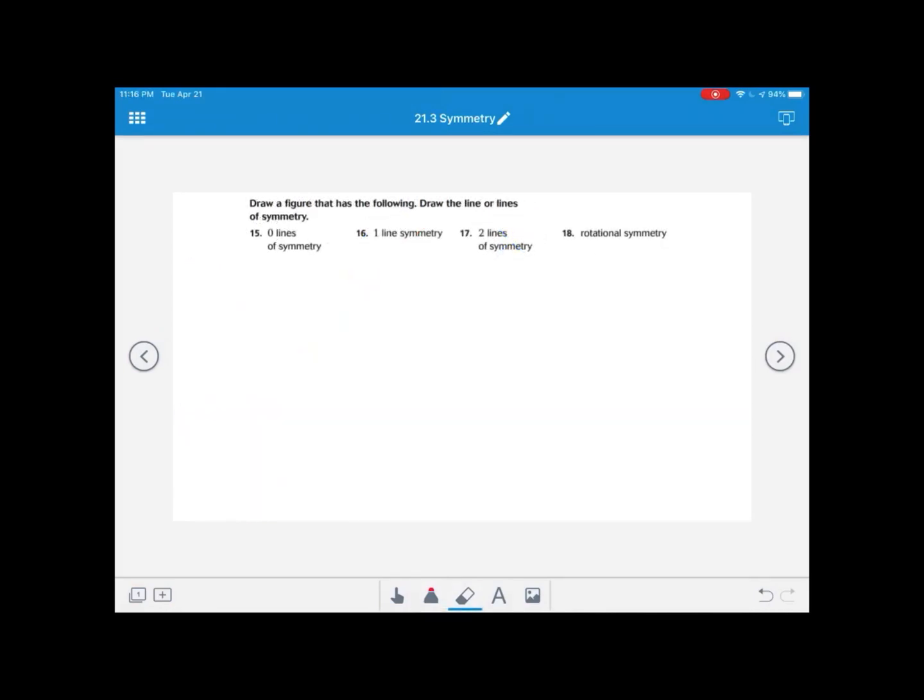For this next section, we're going to draw figures that have a certain amount of line symmetry possibilities. Number 15 says, draw a figure with 0 lines of symmetry. So if it has 0 lines of symmetry, it needs to be like a random figure that doesn't have mirroring sides. So I'm going to just draw a random shape. So go ahead and draw whatever you'd like. It just needs to make sure that it can't be mirrored on the other side.